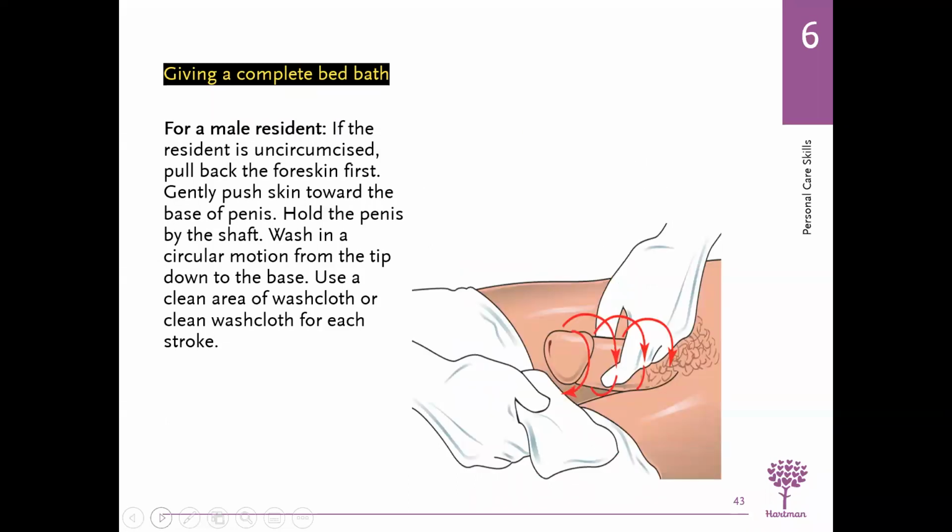When you are washing your male resident, if the resident is uncircumcised, pull back the foreskin first. Gently push skin toward the base of the penis. Hold the penis by the shaft. Wash in a circular motion from the tip down to the base. Use a clean area of the washcloth or clean washcloth for each stroke. What does that mean? You're going to change spots on the towel.